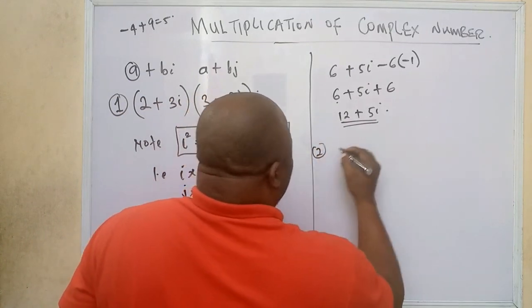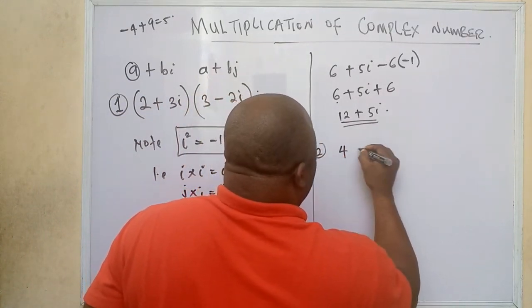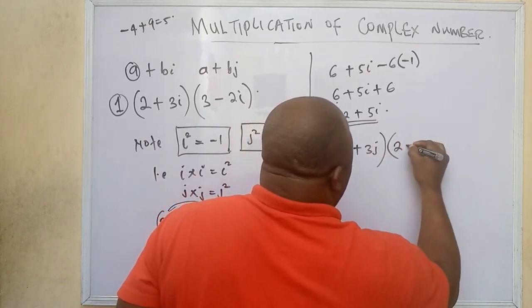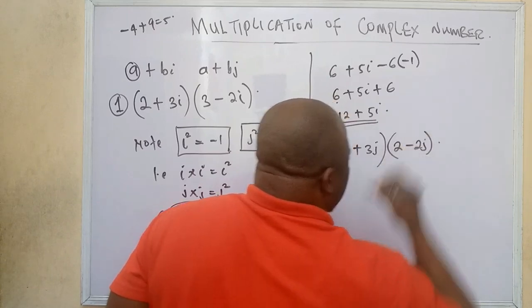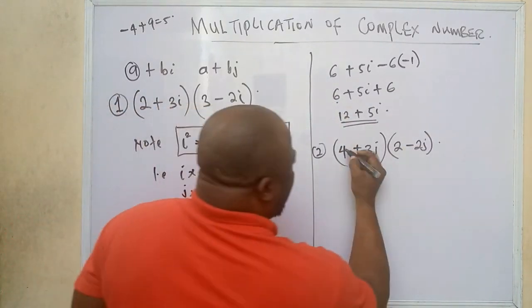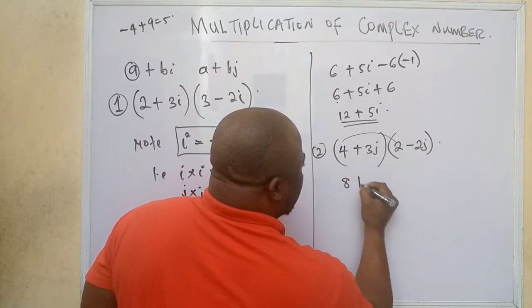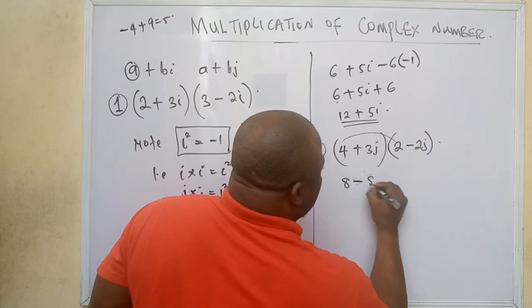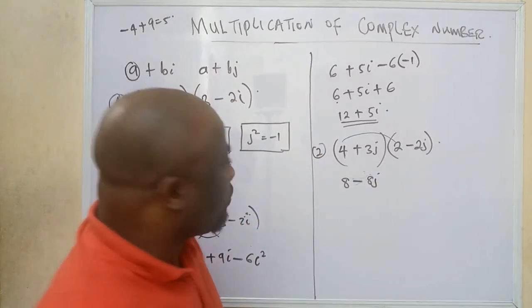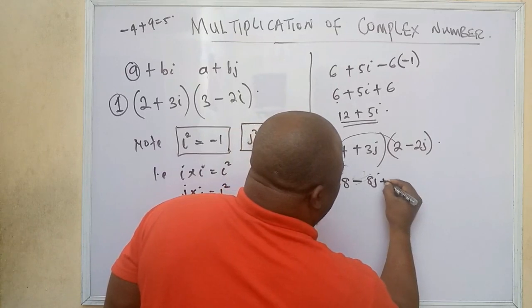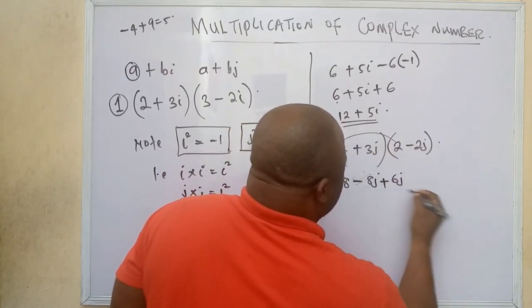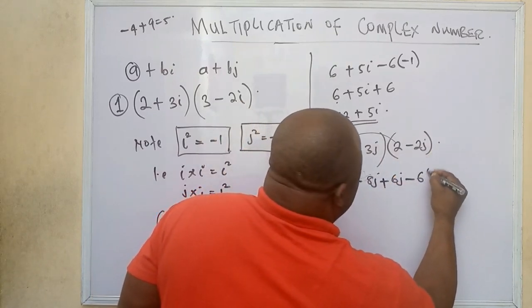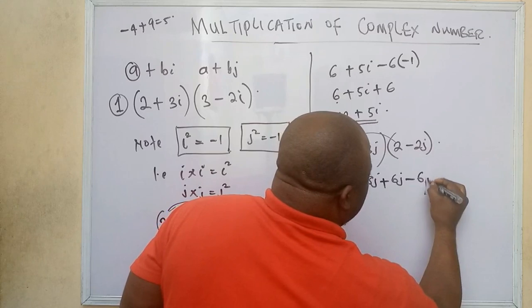The second one: let's say we have 4 plus 3j multiplied by 2 minus 2j. We want to multiply this. The first thing is to multiply the first terms: 4 times 2 is 8. Here you have 4 times minus 2j, that is minus 8j. Then 3j times 2 is plus 6j. Then 3j times minus 2j gives minus 6, and j times j is j squared.